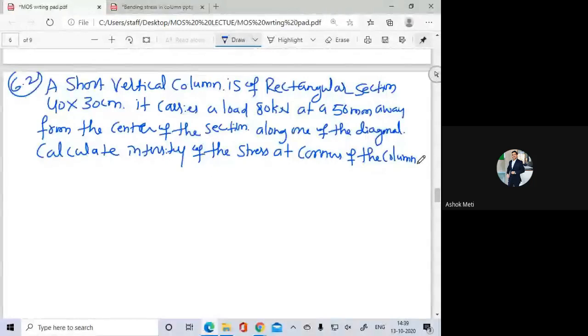A short vertical column is of rectangular section 40 by 30 centimeter. Here 40 is the width and 30 is the depth. It carries a load of 80 kilonewton at 50 mm away from the center of the section. So it is not 56, it is 50. Along one of the diagonals. Calculate the intensity of stress at the corners of the column. Whatever we have calculated previously, it is the same thing. And here the 50 mm eccentricity is also given indirectly.